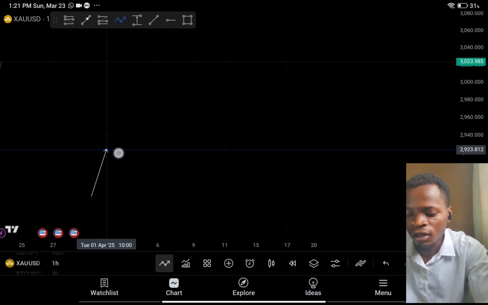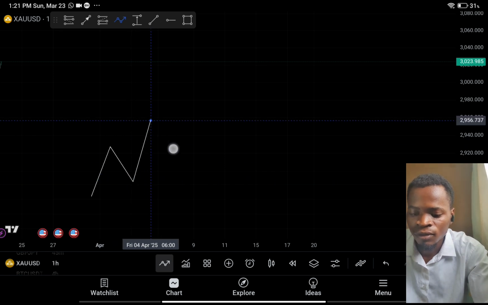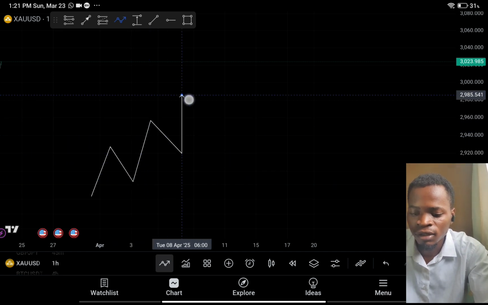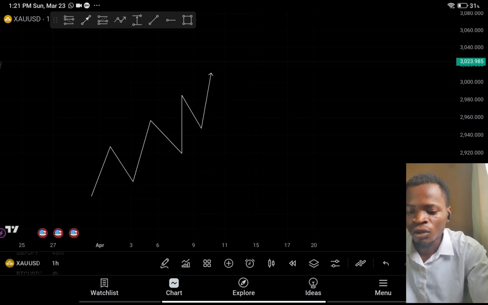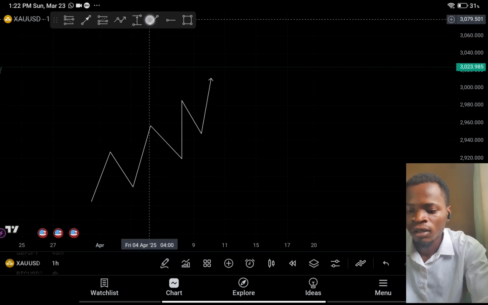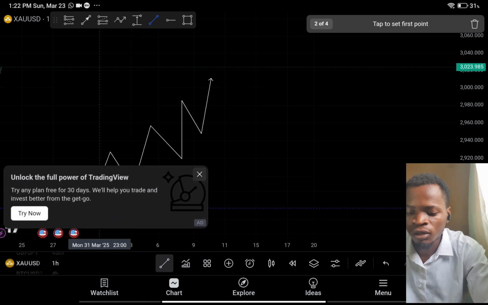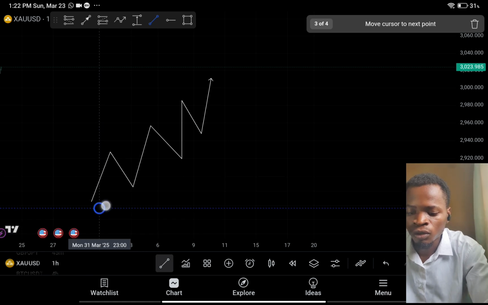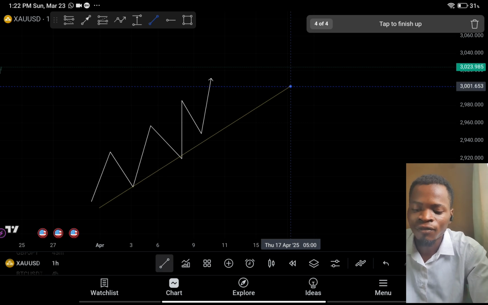As you can see, we are having a series of higher highs and higher lows. If you want to draw your trend line, you just need to come to your toolbar and pick your trend line tool. Then you just draw it. You draw to connect at least two highs. Once you have two highs touching, your trend line is valid.